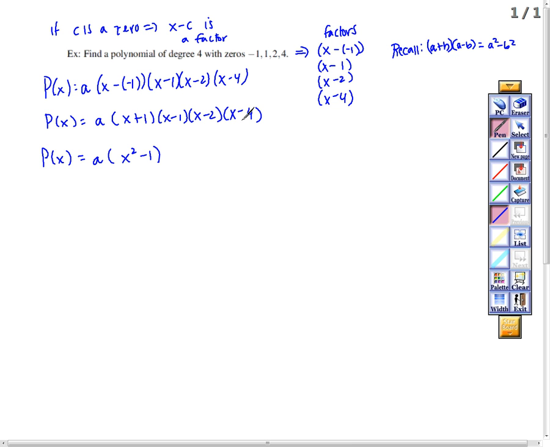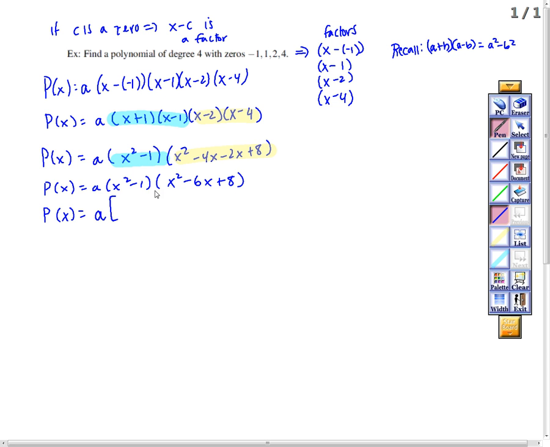I'm going to go ahead and FOIL these. So this gave me this. I'm going to FOIL these so I get x squared minus 4x minus 2x plus 8. So I get p of x equals a times x squared minus 1 times x squared minus 6x plus 8. Then I'm going to take every single term in the second polynomial and multiply by x squared, and then take every term in the second polynomial and multiply by -1.